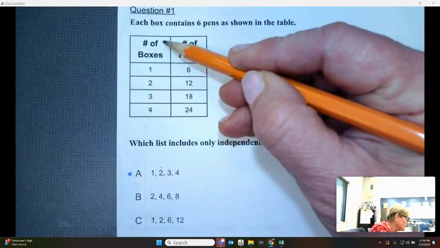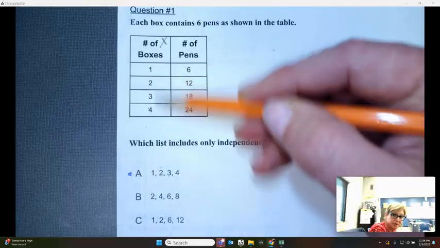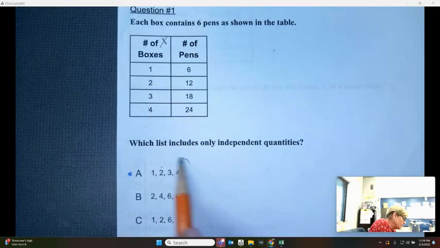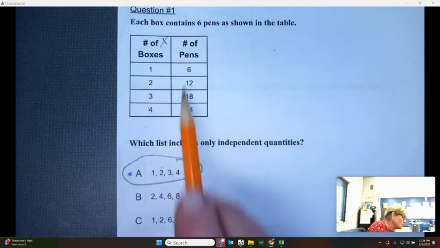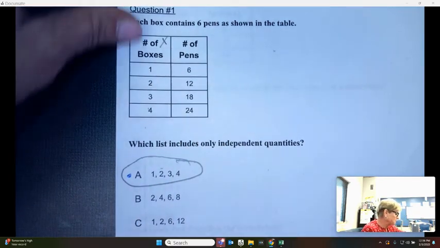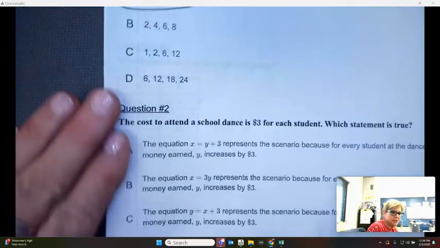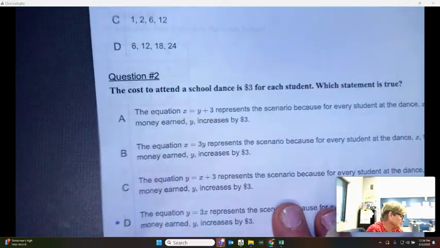Well, independent quantities are X. X is always the independent, so it would be the 1, 2, 3, and 4, and it has to be choice A. These are all the X's, these are all the Y's. Independent is X. For number 2, it says the cost, let me put this on top.